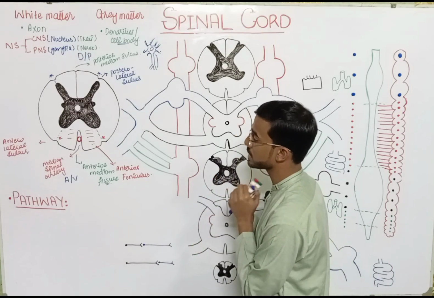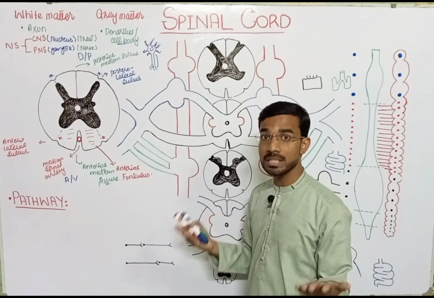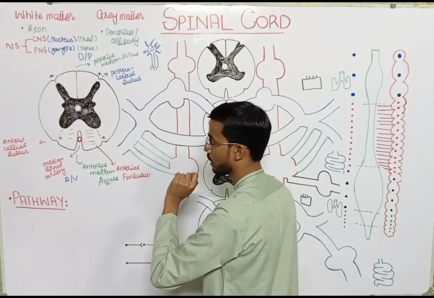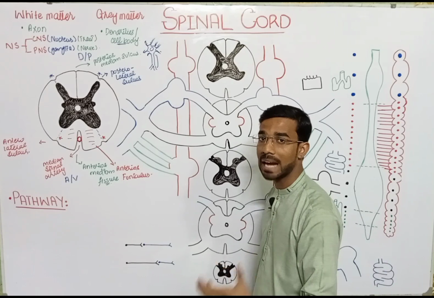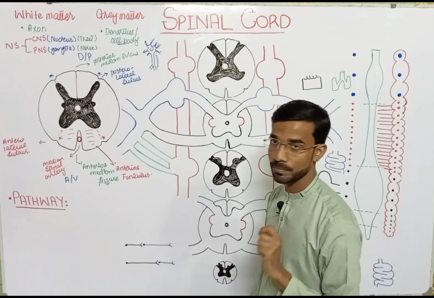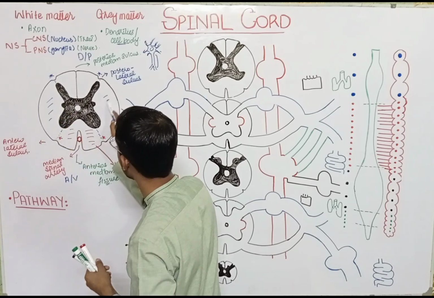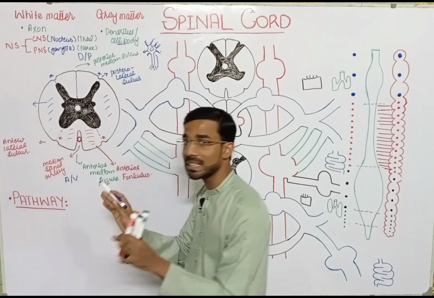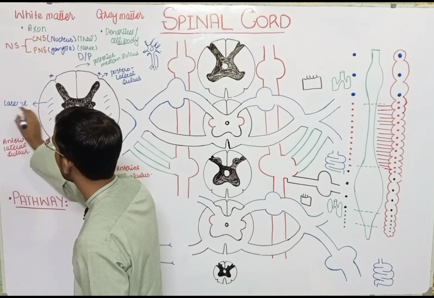As we discussed, the white matter contains the axons. So the funiculus, which is a collection of axons, will be present in the white matter. At what side? At the anterior side. If the funiculus is present at the anterior side, then I say it is the anterior funiculus. Next, here are the two lateral sides. The funiculus present at the lateral side is the lateral funiculus.